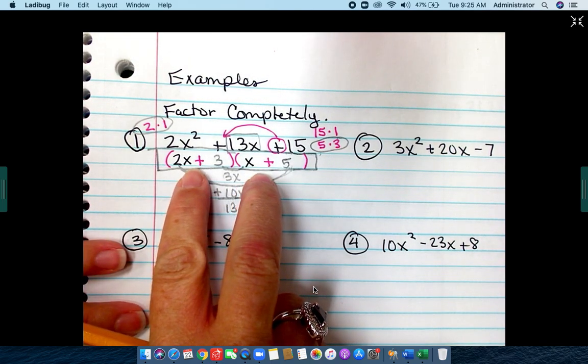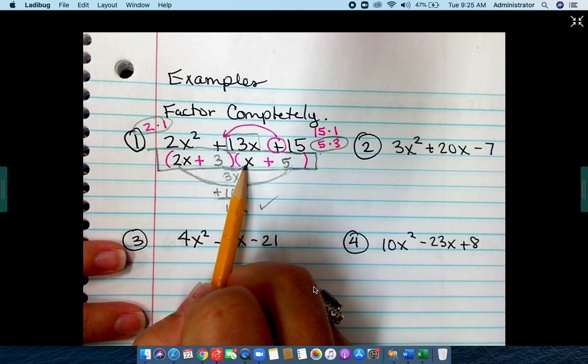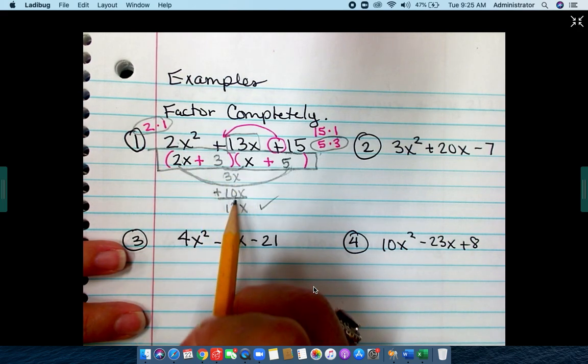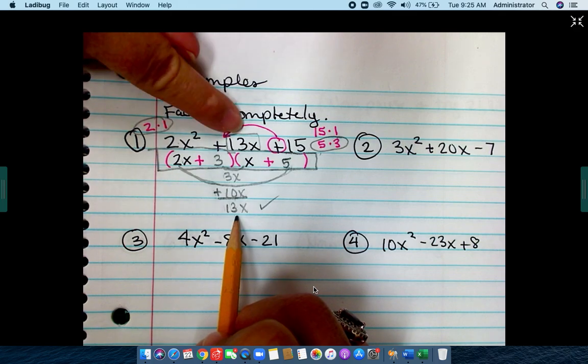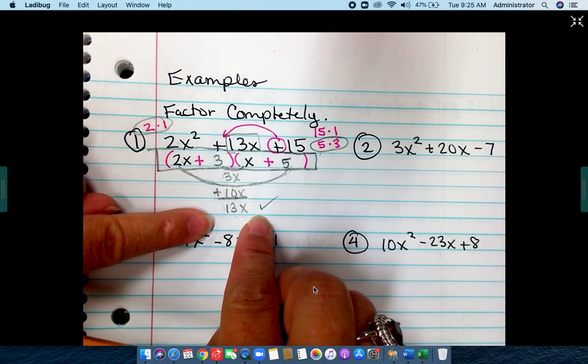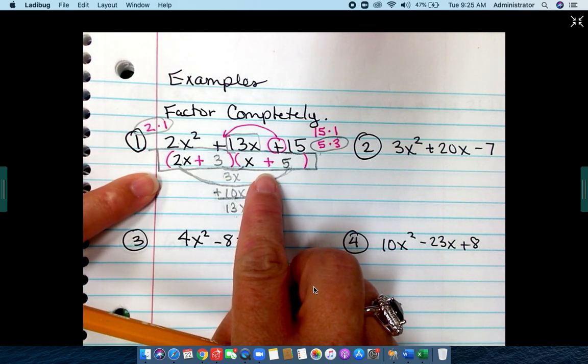So if I were to FOIL these out, 2x times x is 2x squared. Then I would have 10x and 3x, which combine to give me 13x. And then 3 times 5 is 15. So yay, I'm done. And in fact, I can use my calculator again.